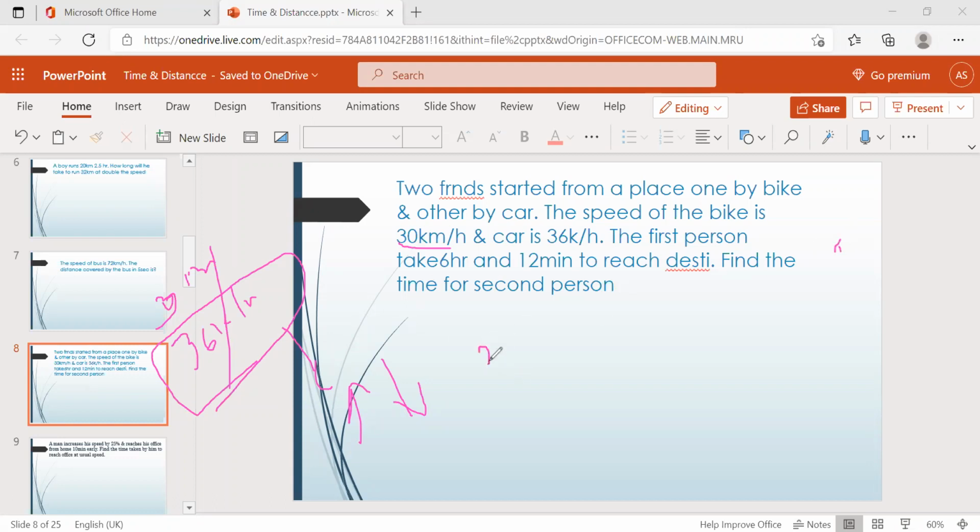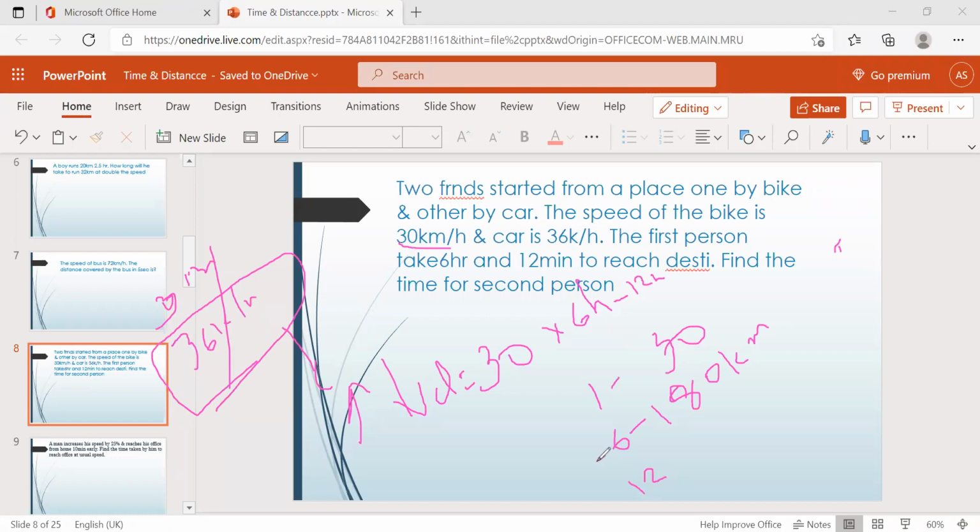Now, the speed is 30, and the destination is nothing but the distance. So 30 into 6 hours and 12 minutes. 6 hours is 6 into 30, which is 180. 180 kilometers. And then 12 minutes also.